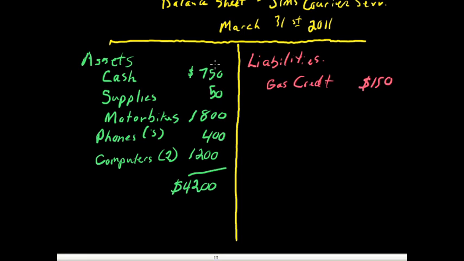So you remember over here we said that he has assets. He has $750 in cash. Well, every month he needs to pay his gas credit, and at this point in time, on March 31st, he owes $150 to the gas station. So again, on this side of the balance sheet, we see what Jim has, but on this side of the balance sheet, we see who owns it. We see that there's a claim against his cash and against his assets of $150.